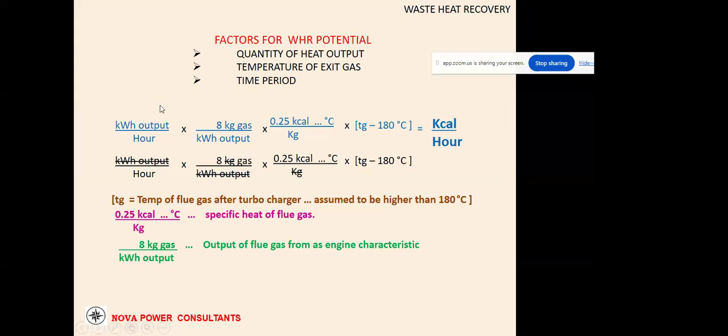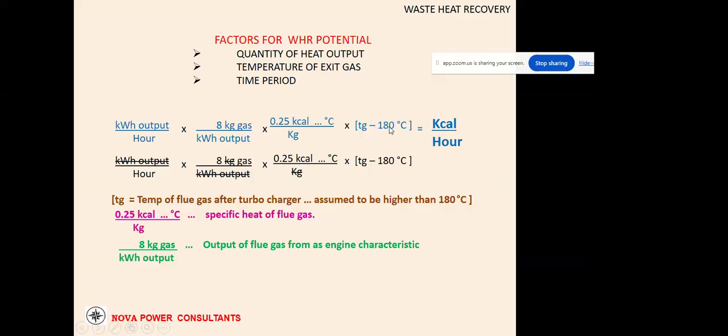So this figure is normally given as kWh output per hour, 8 kg gas. It is also specified by the diesel engine manufacturer. I will show you that slide also. This is the specific calorific value of the flue gases, and this is the temperature range available. What is the turbocharger temperature?